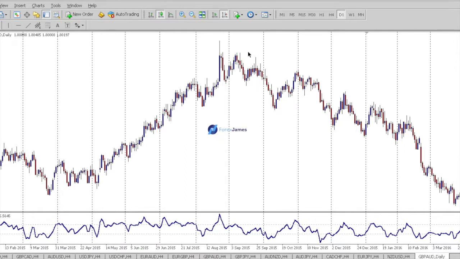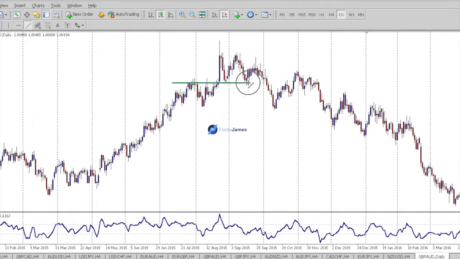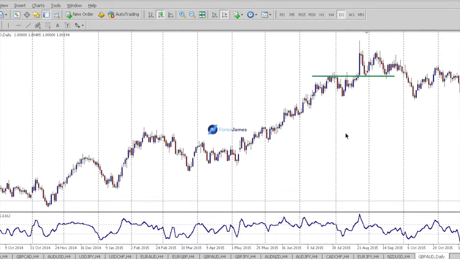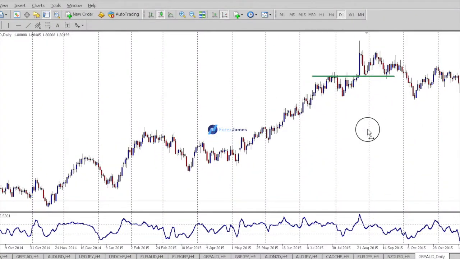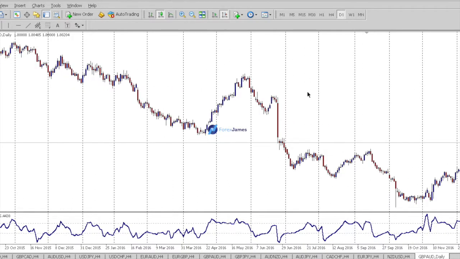So if you had waited for a pullback, for example, you may still be able to enter here, perhaps on this retest right here, and there's still some money to be made, instead of just jumping in. So basically number 3 is waiting for a retest or a pullback by using a limit order instead of a market order to jump in with the herd of losing traders.